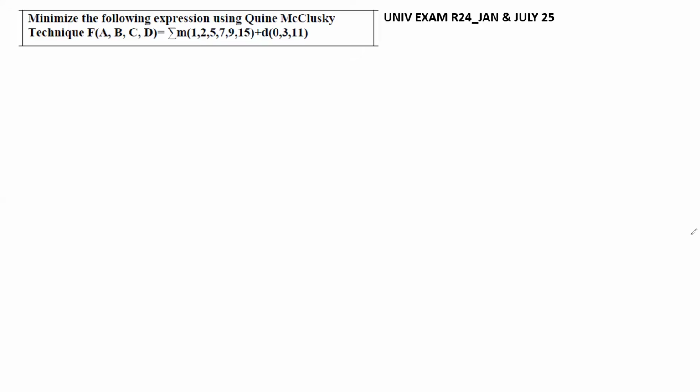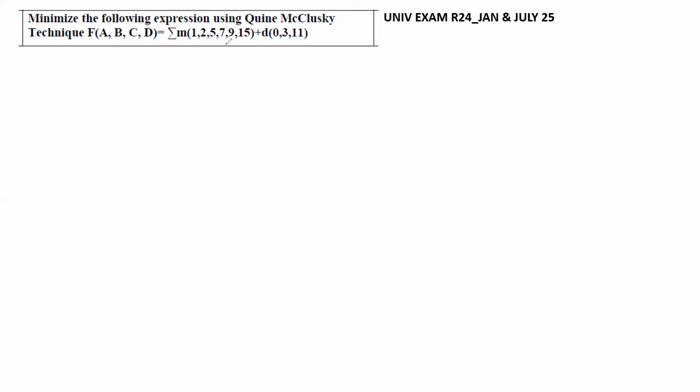Quine-McClusky method. This method is also called the tabulation method. One question also from here, K-map. Sometimes you can manage without the tabulation method, but if the question is in a different way, then you have to attend the tabulation method. Generally we use the tabulation method for higher values, when we have more variables. It is going to help us.